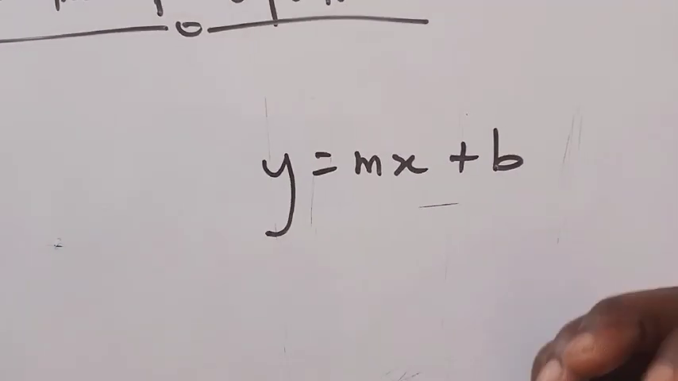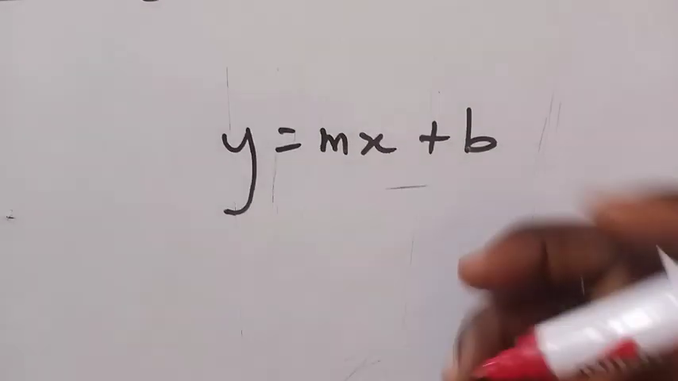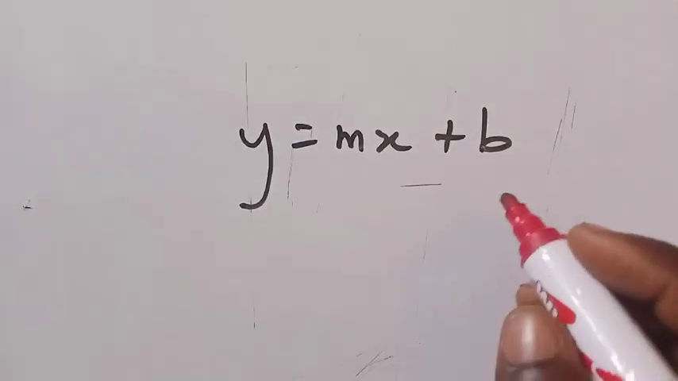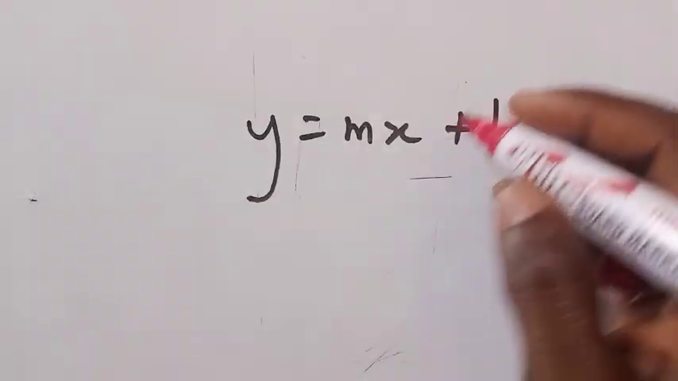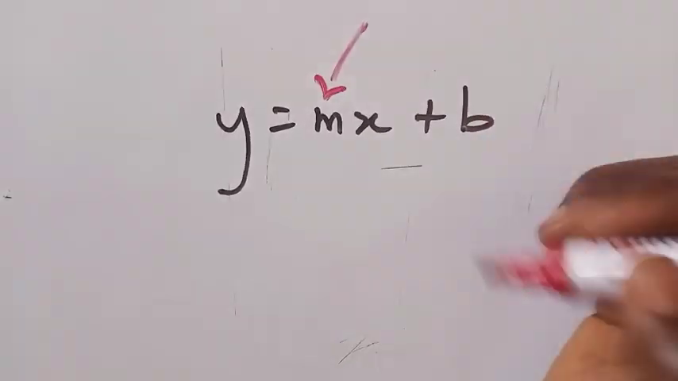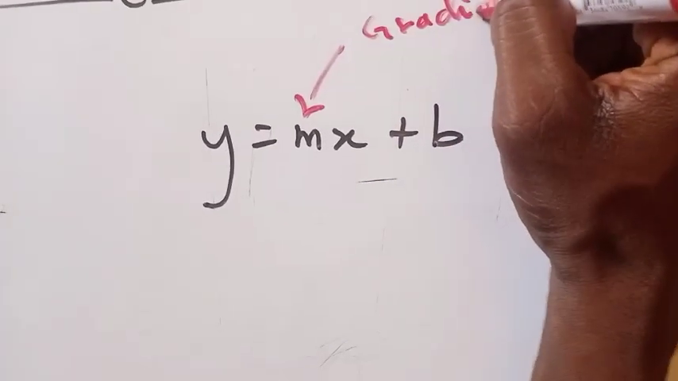Now, knowing this, you have to understand where these variables are coming from. Where are these letters coming from? That is one keyword you must understand in solving questions that go like this. So this is what we call the gradient, and this is the y-intercept. Let me write this to be the gradient here.